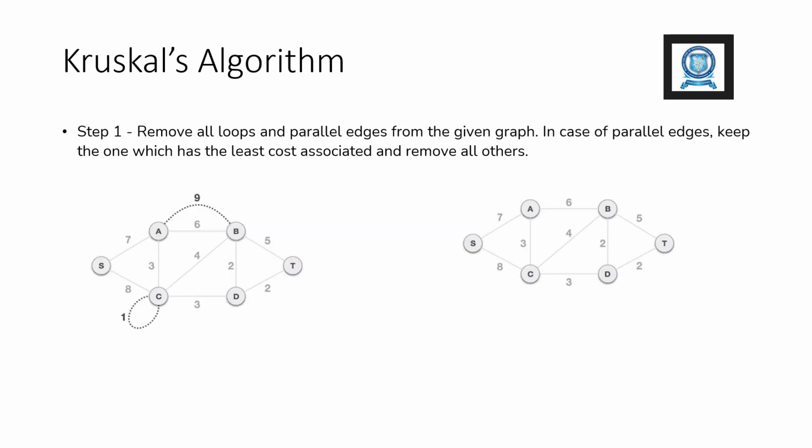Step 1. Remove all loops and parallel edges from the given graph. In case of parallel edges, keep the one which has the least cost associated and remove all others. The left side picture shows the graph with loops and parallel edges. The right side graph shows the graph after removing loops and parallel edges.